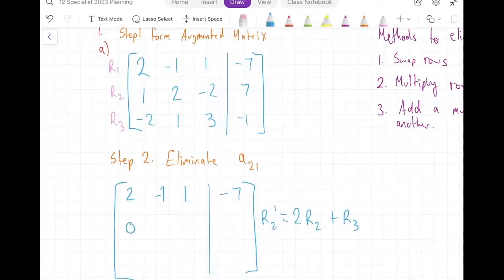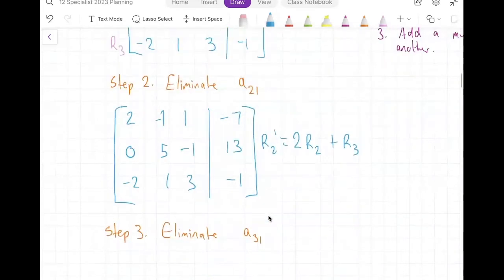Then I have 2 times row 2, which is going to be 4. 4 plus 1 is going to give 5. 2 times minus 2 is minus 4. Minus 4 plus 3 is going to give minus 1. And then 14 minus 1 is going to give 13. And my row 3 is going to stay exactly the same. So I've got my 0 there.